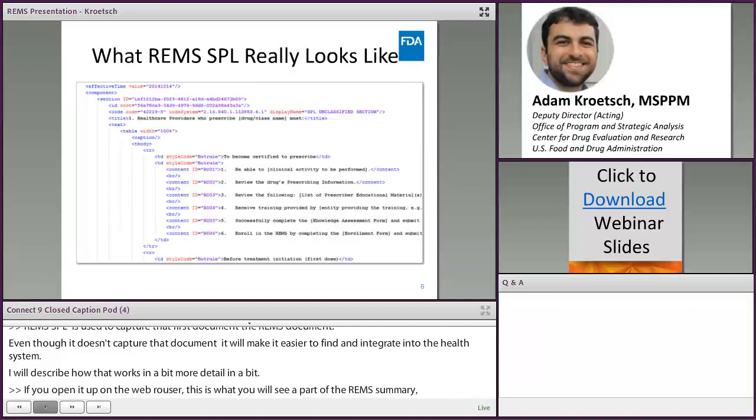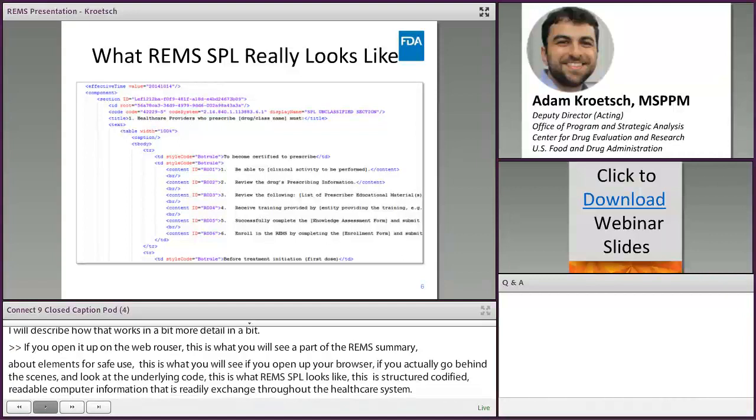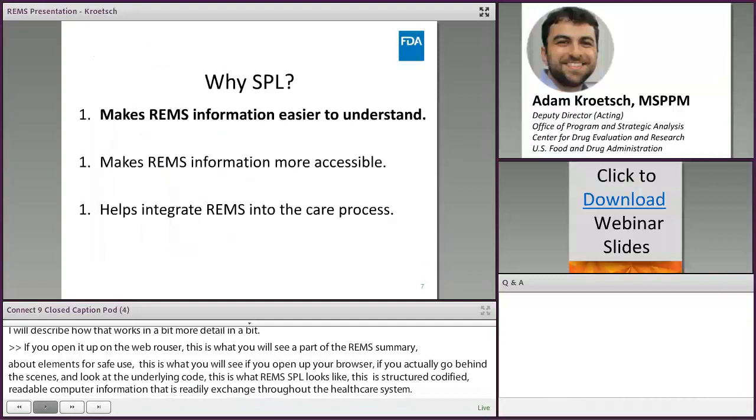But if you actually go behind the scenes and look at the underlying code, this is actually what the REMS SPL really looks like. And the real power of SPL actually lies in this code. This is structured, codified, computer-readable information that's readily exchanged and integrated throughout the healthcare system. All of this structure helps facilitate that exchange and the kind of integration of the healthcare system that we think SPL can help achieve.